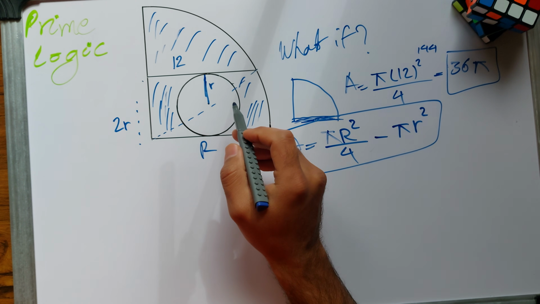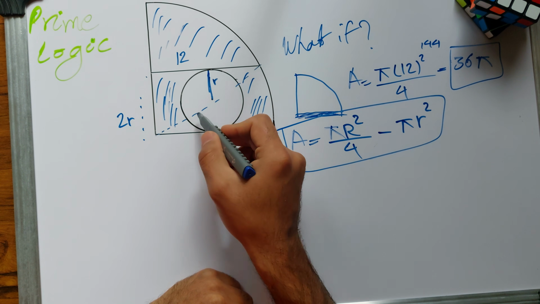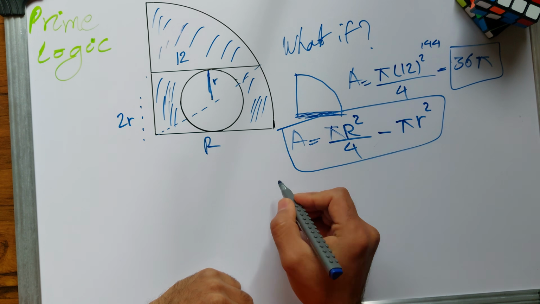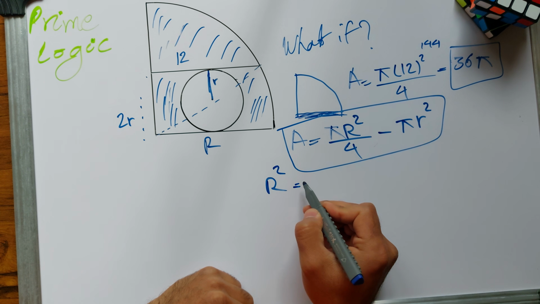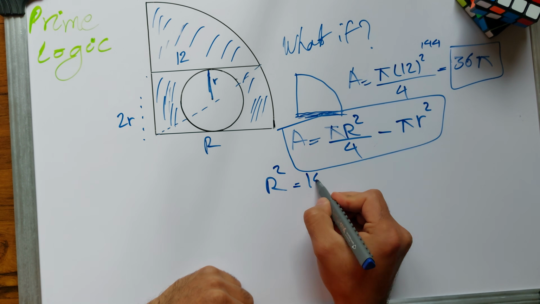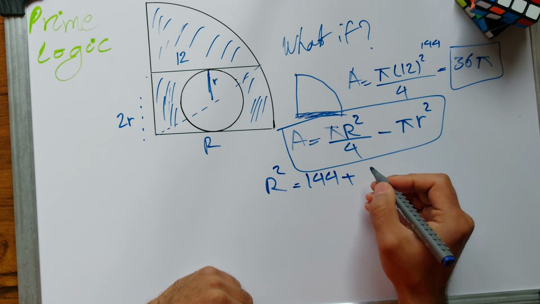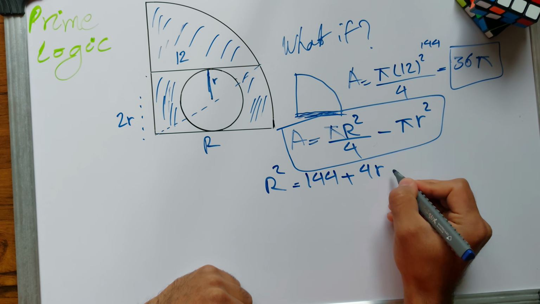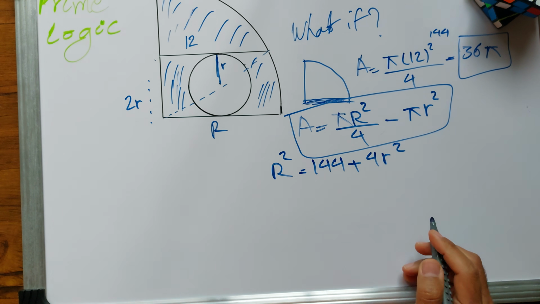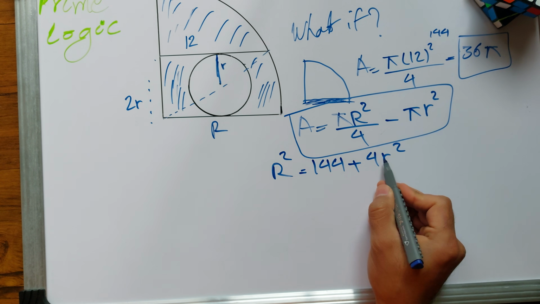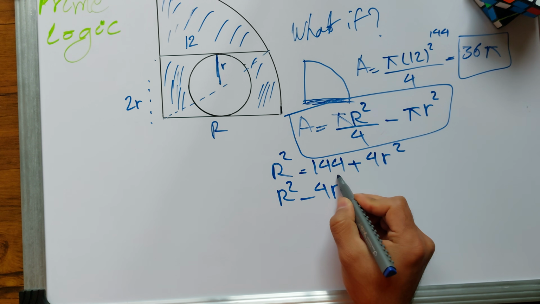So let's try the Pythagorean theorem now. We know that this is a right angle triangle, right? This length is big R. So we can write that R squared equals 12 squared, 144, plus 2 little r, squared, which becomes 4r squared. Let's bring this 4r squared to the other side. So R squared minus 4 little r squared equals 144.